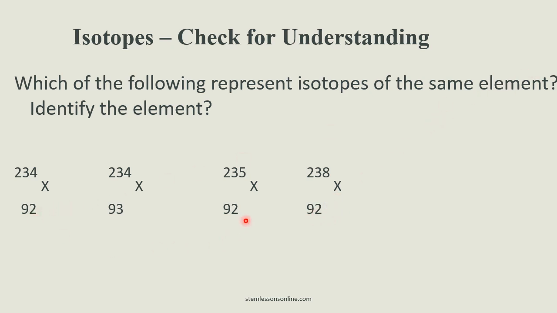So 1, 2, 3. And look at the mass number now. 238, 235 and 234. So the mass number is different, but the atomic number is same. So these three are the isotopes. How can you identify this element? Look in the periodic table for the atomic number 92. That is going to be the element.